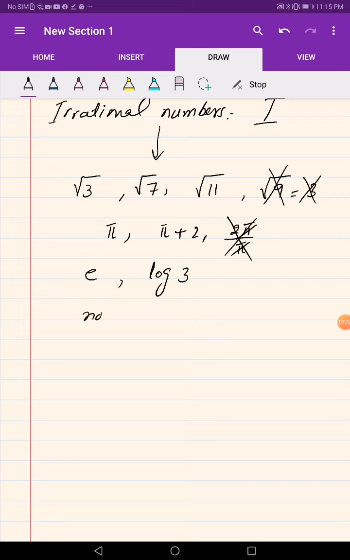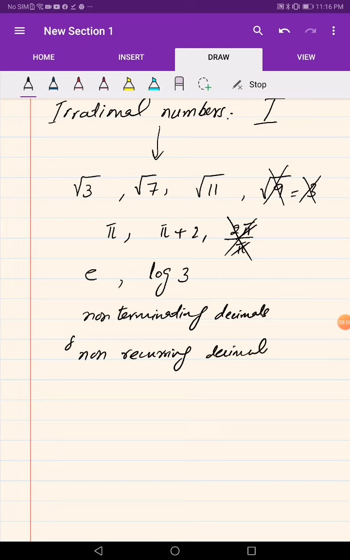They are non-terminating, and they are non-recurring decimals. I hope you understand the real number system.